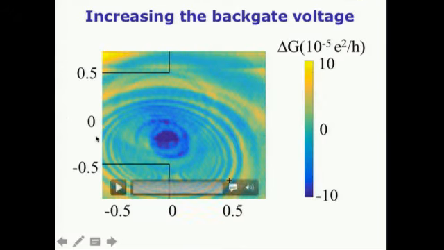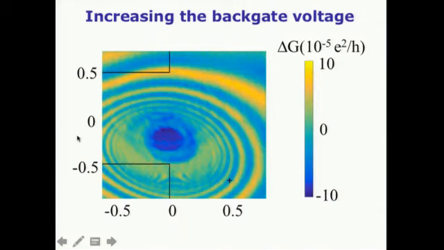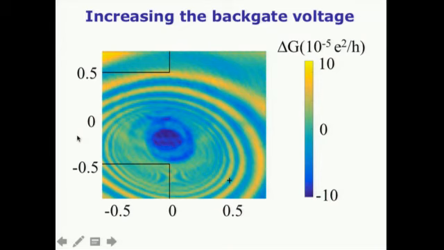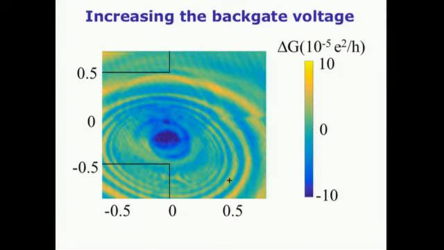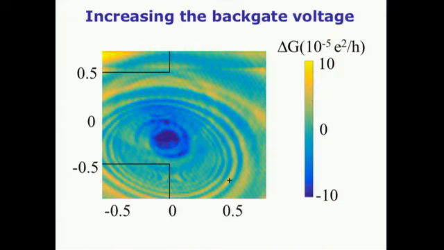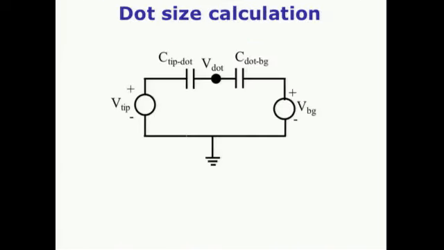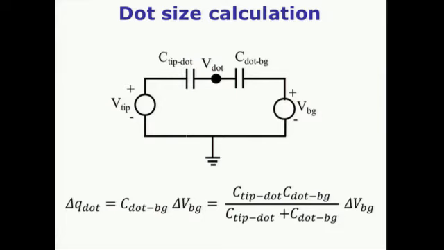This is basically you change the back gate voltage and look at how the rings move. So you pick a position in this plot and see how the conductance of that position changes as you change the back gate voltage. So basically, in this model, you have the tip fixed because you are fixing one spot in your image, and you just change the back gate voltage. So the charge induced here is just the capacitance between the dot and the back gate multiplied by the change in the back gate voltage. So the expression you get is that these two capacitances are in series, so you have 1 over C1 plus 1 over C2, because you just add the capacitances in series.